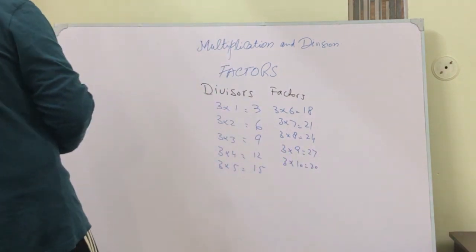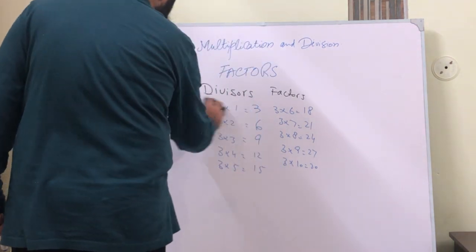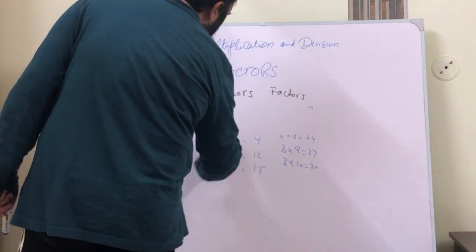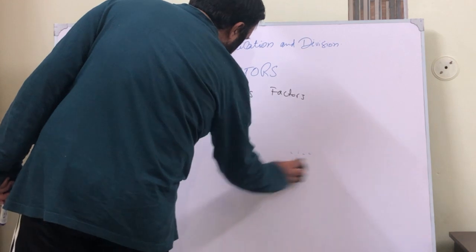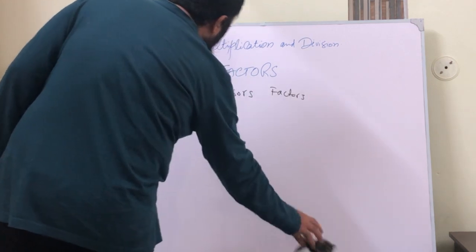So you need to memorize the table for 3. Similarly, if we go for 4, 4 ones are 4, 4 twos are 8.